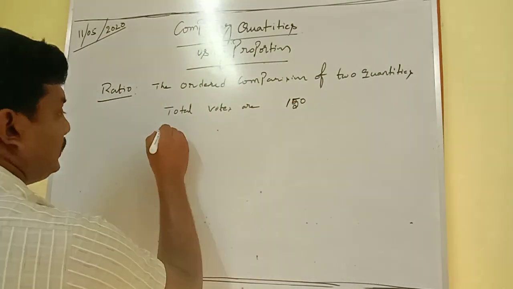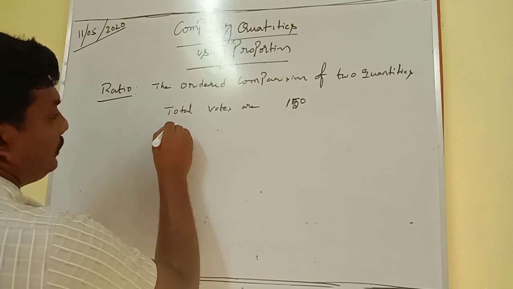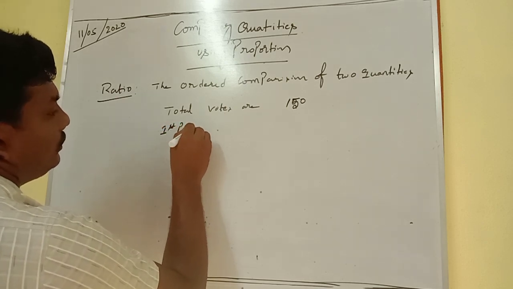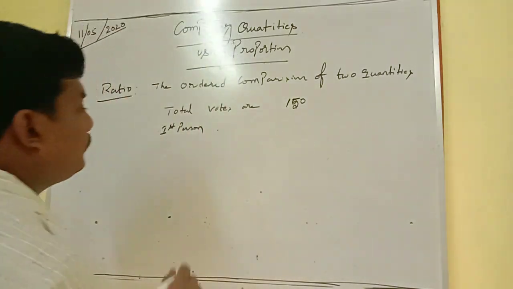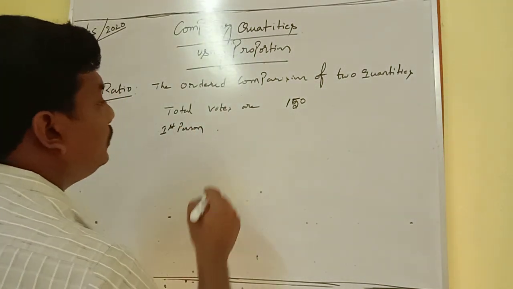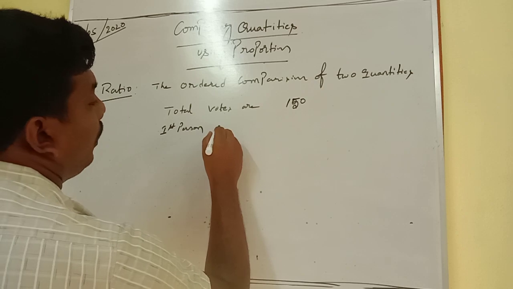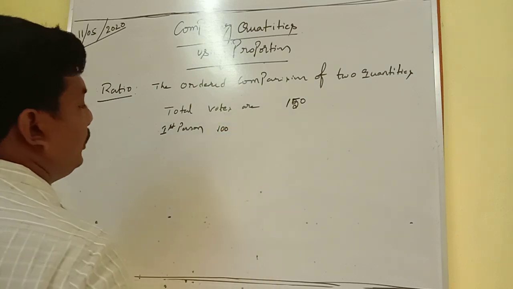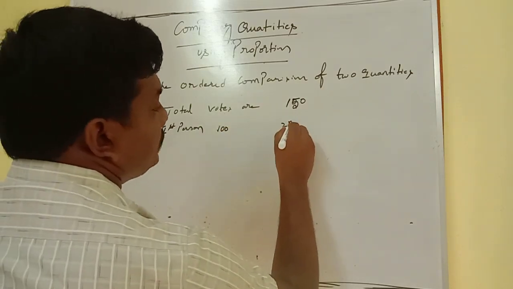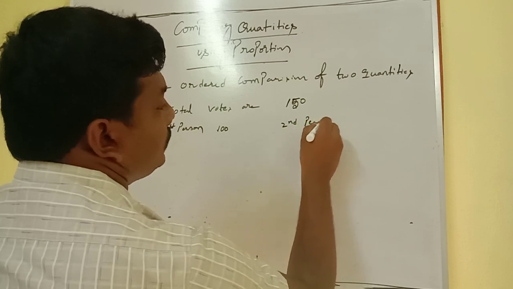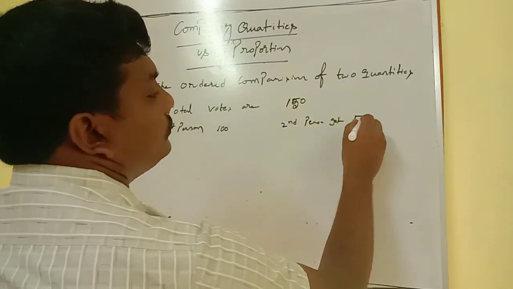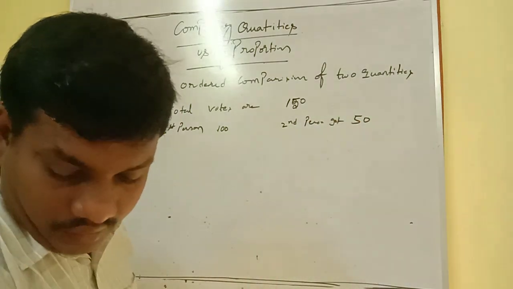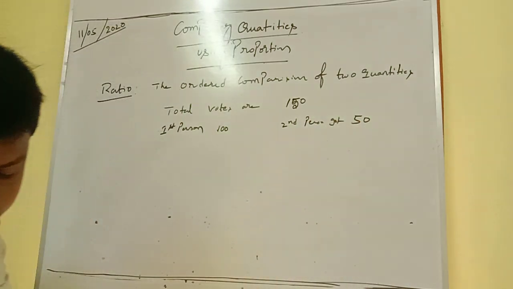Now the first person got 100 votes. The second person got the remaining votes, 50. So 100 votes and remaining votes 50.